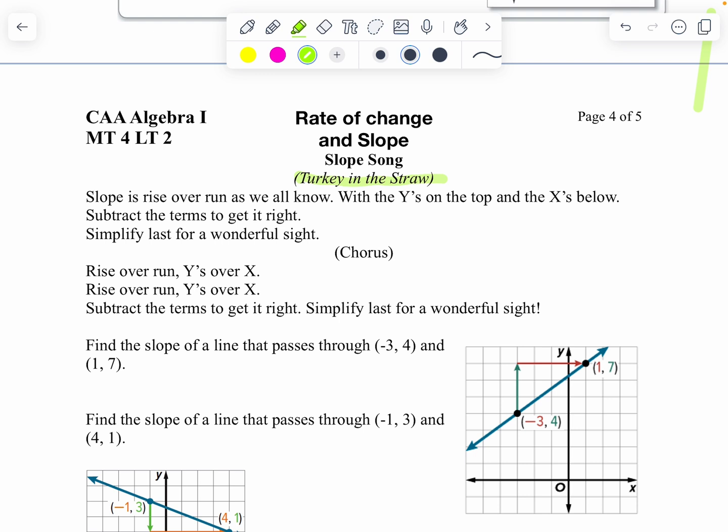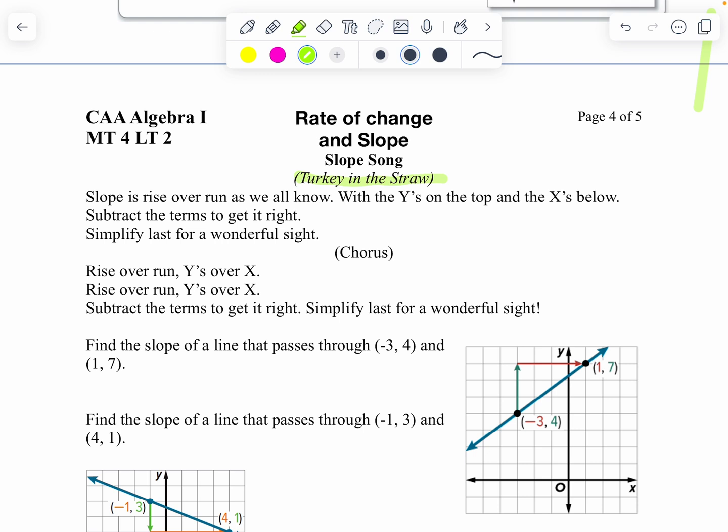Slope is rise over run, as we all know, with y's on the top and x's below. Subtract the terms to get it right. Simplify last for wonderful sight. Rise over run, y's over x. Subtract the terms to get it right. Simplify last for wonderful sight.